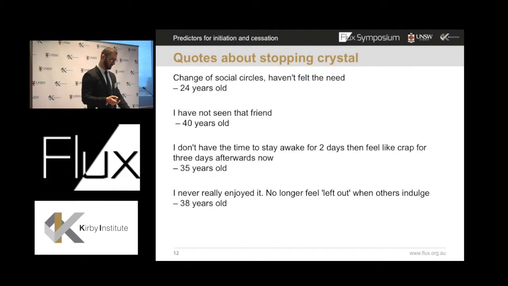Again, those who ceased their crystal use were given the opportunity to write in why they stopped using crystal. I just selected a random handful. There was a change of social circles. Haven't felt the need to. I have not seen that friend. I don't have time to stay awake for 2 days and feel like crap afterwards. And I really never enjoyed it. No longer feel left out when others indulge. Looking at the first two responses, we clearly see that the reasons for using and the reasons for stopping are based on social engagement.